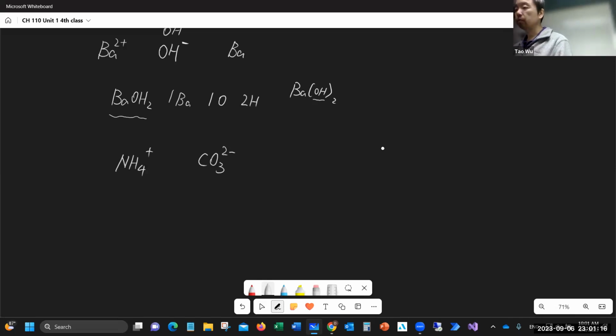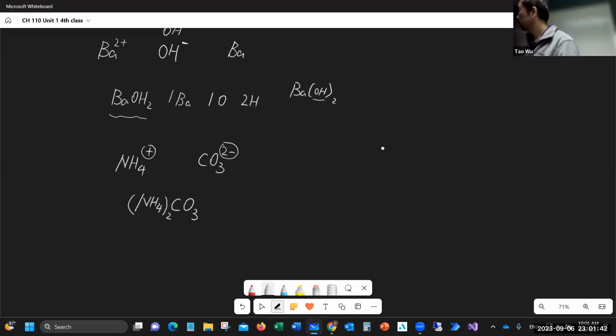One is carbonate with two negative charges. And we know this one only has one positive, and this one has two negative. So we should have two ammonia to combine with that. That makes sense, right? Then you're going to have ammonia. Make sure two of the ammonia, putting 2 there, combine with the carbonate. And this is ammonium carbonate.